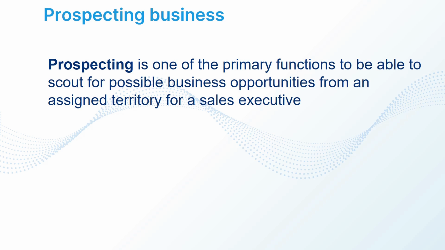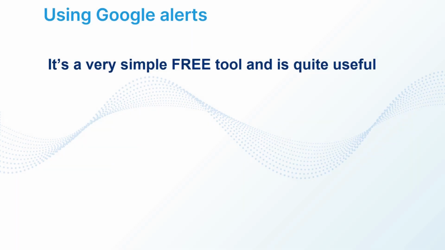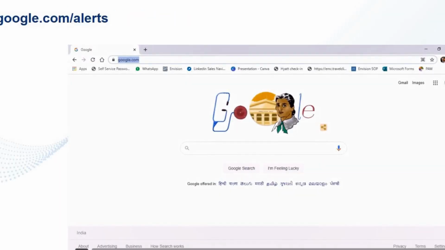The easiest way to keep track of relevant news from the market is by setting Google Alerts. Now, it's a very simple free tool, and I can show you how to use that in less than half a minute. Okay, I'll show you how to create a Google alert.